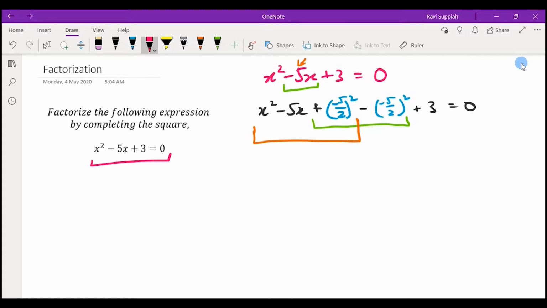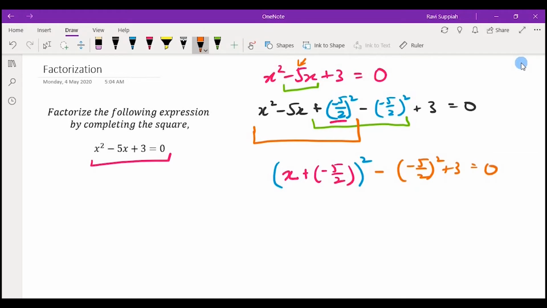In the next step, these first three terms can be expressed as a complete square by writing x plus minus 5 over 2, and this whole thing squared. This term still remains: minus (minus 5 over 2) squared, plus 3 equals 0. We have not actually changed anything, just rewritten it in a different form.